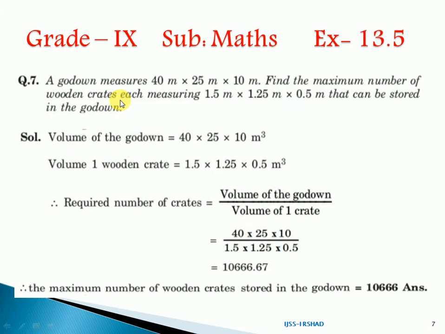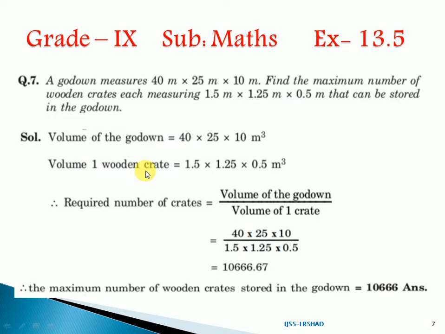So we will find both the volume of the godown and the volume of each crate. Then we can easily find the number of crates that can be stored. So the volume of the godown, the dimensions they have given already: length into breadth into height. This will be the volume, 40 into 25 into 10, and all three are in meters, so meter cube. We know the unit of volume is meter cube.